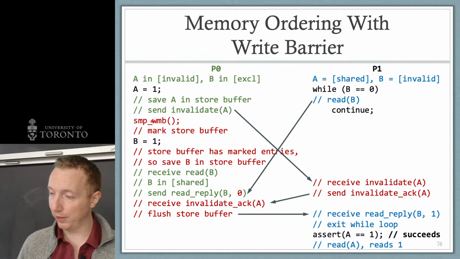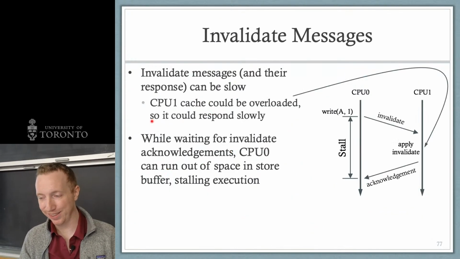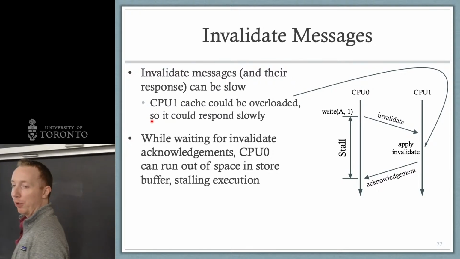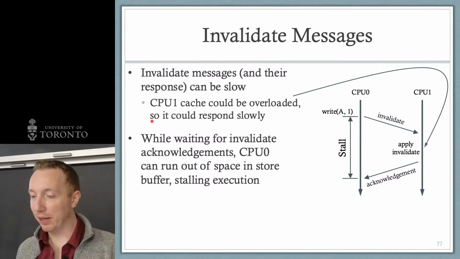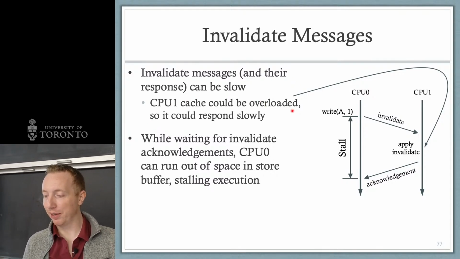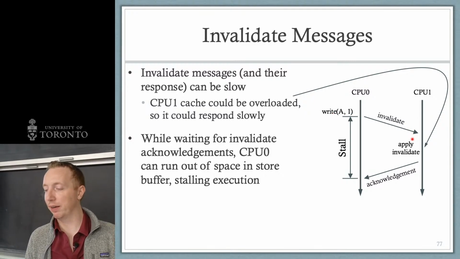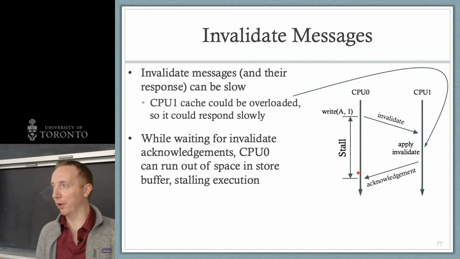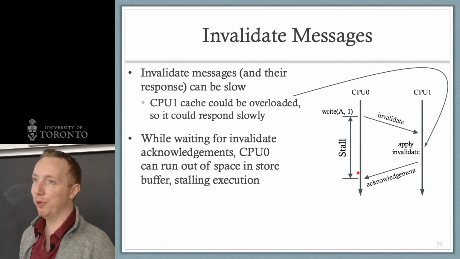So we have now fixed the problem. Joy, there's still more problems. So turns out CPUs do not work like that. If we invalidate their message and their response, like in that case, we had to write it out, invalidate it, apply that invalidate, and then acknowledge it. So turns out that applying that invalidate might be slow.